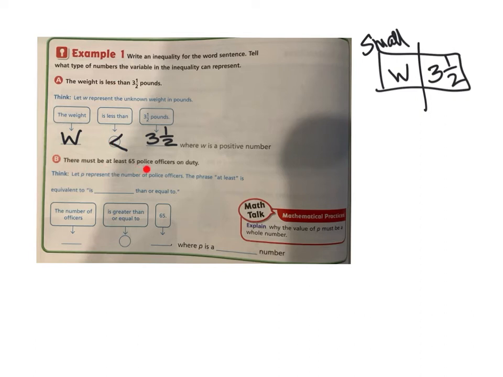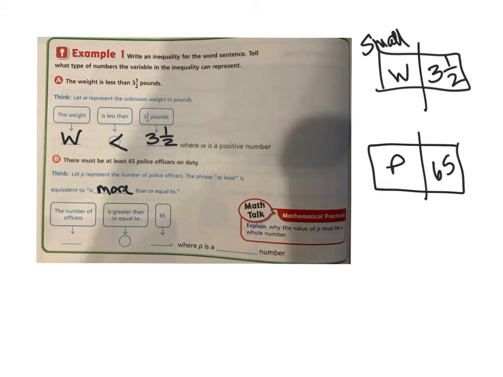There must be at least 65 police officers on duty. Okay. So the phrase at least is equivalent to, it's got to be more than or equal to. And again, my silly box, I don't know why. I have a number of officers. Did they give us a letter? Yeah, they said P for that. And 65 is what I'm comparing.